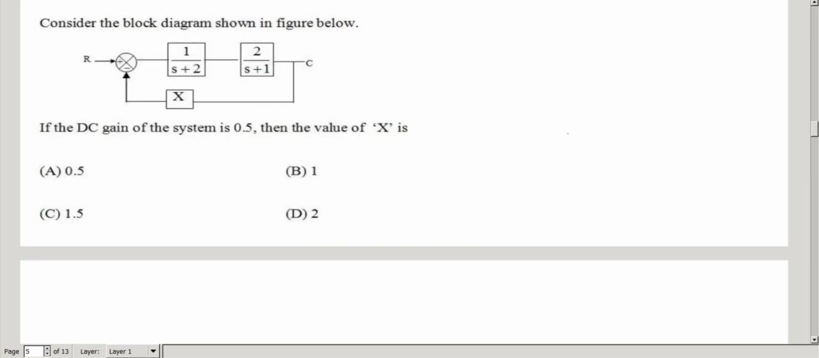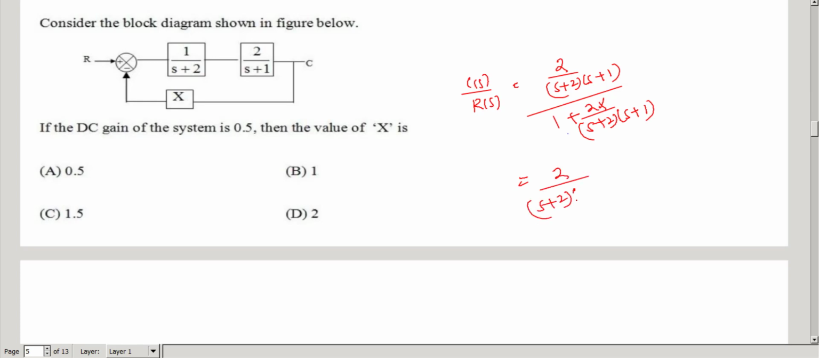What he asked: for the given block diagram, if the DC gain is 0.5, the value of x is. So what is the transfer function here? C(s) by R(s) equal to 2 by (s plus 2)(s plus 1), divided by 1 plus 2x by (s plus 2)(s plus 1). So it is 2 by (s plus 2)(s plus 1) plus 2x.